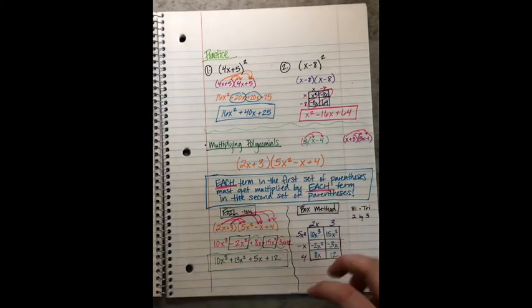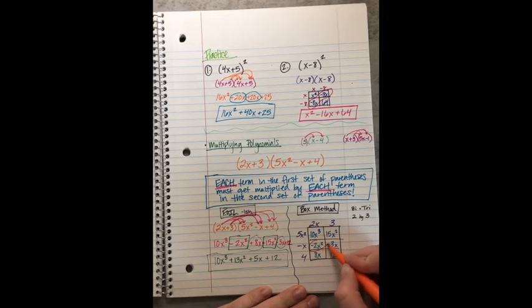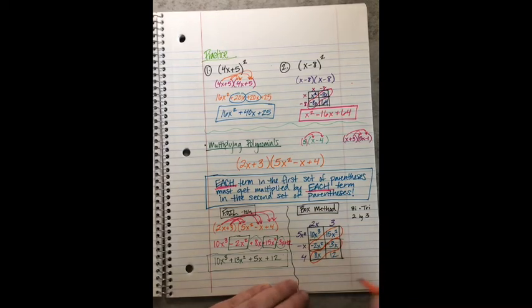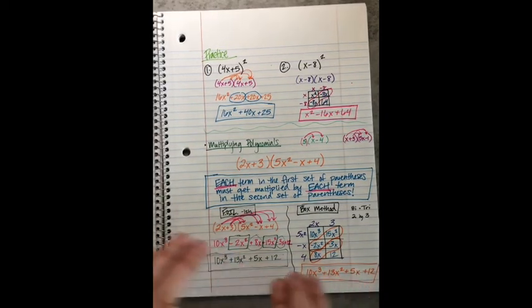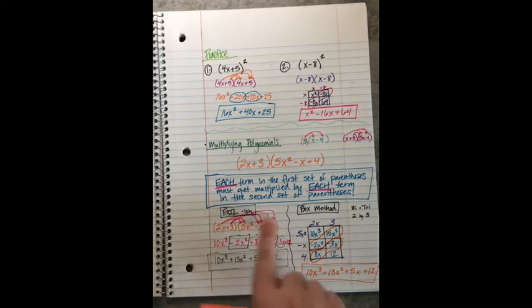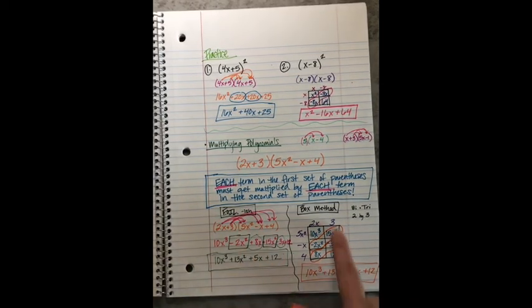Now, after doing the multiplication in the box, we still need to combine like terms. So you can put your x squareds together, and you can put your x's together. Final answer, 10x cubed plus 13x squared plus 5x plus 12. Okay, notice you get the same answer either way. So if you like this FOIL method of distributing, cool. If you like the box method because it helps you organize it, cool. Okay, and that's really going to be it.